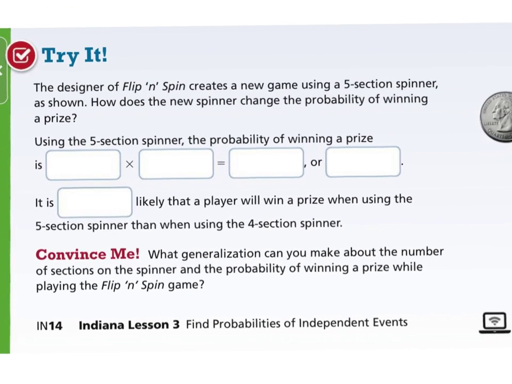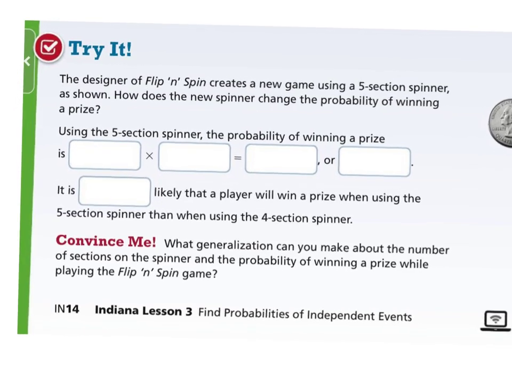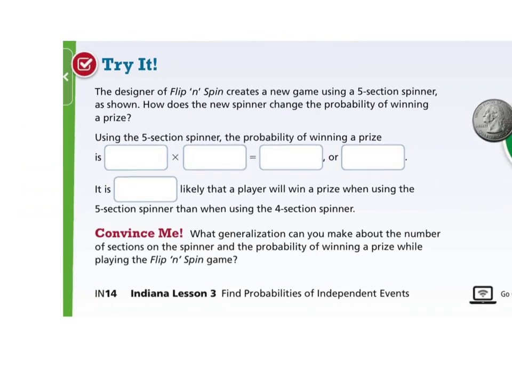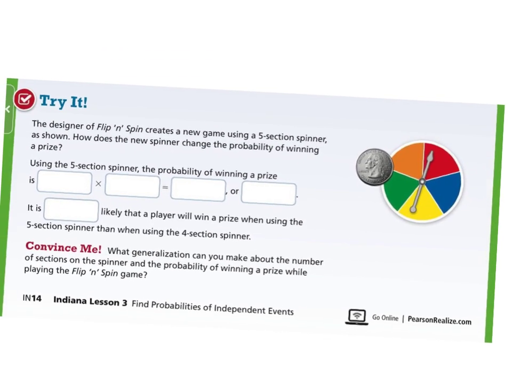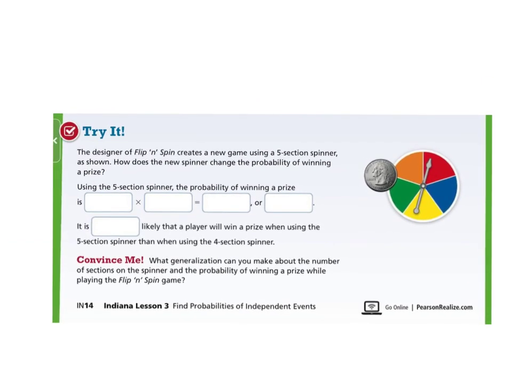The designer of Flip and Spin creates a new game using a 5-section spinner as shown. How does the new spinner change the probability of winning a prize? Okay, so they're really shaking things up here and changing their spinner. So if you think about this, we still want to find our probability of getting heads and blue.